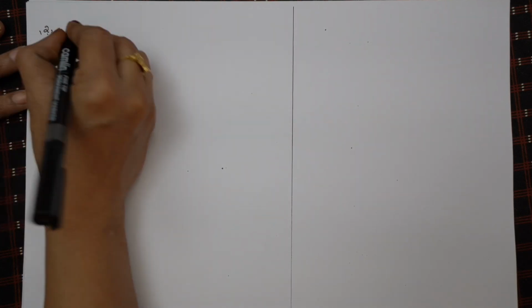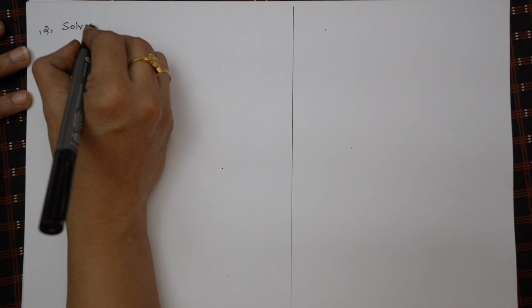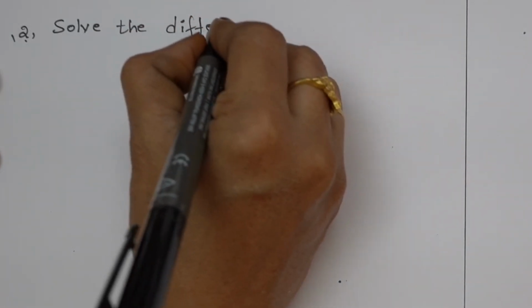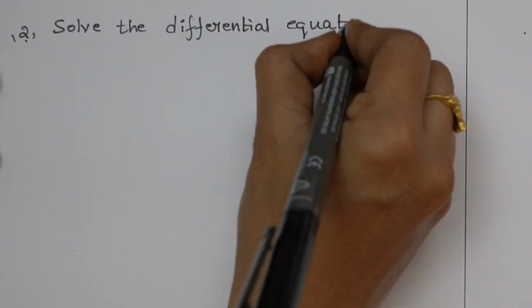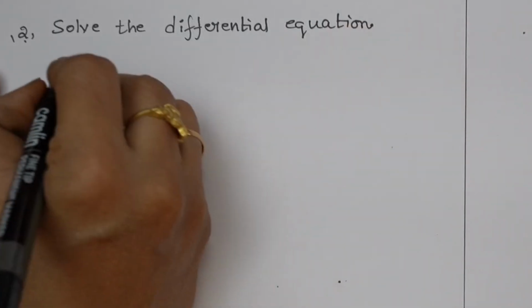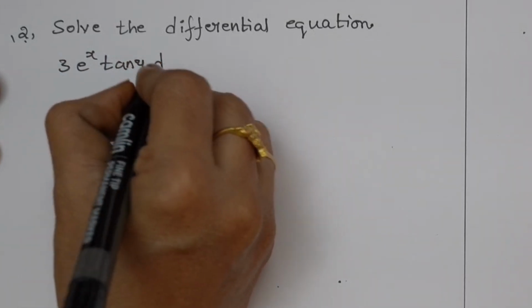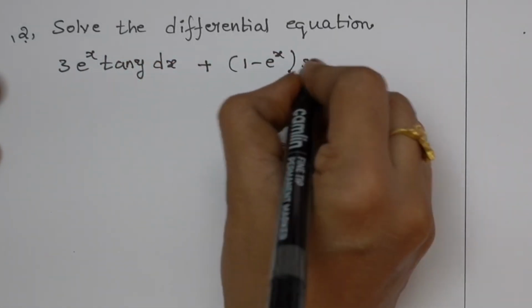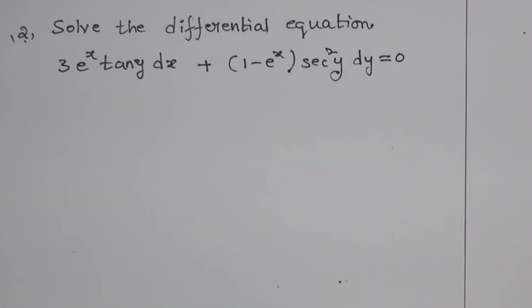Next problem, solve the differential equation e power x tan y dx plus 1 minus e power x secant square y dy is equal to 0.